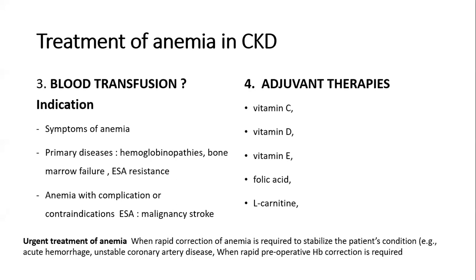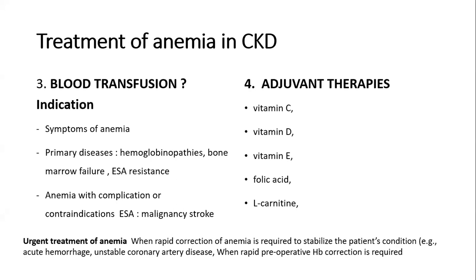One indication of blood transfusion in chronic kidney disease is symptoms of anemia. A child who has anemia, who has tachycardia, palpitation, difficulty in breathing, not associated with uremia, this is an indication for blood transfusion. Sometimes you may also check the primary disease. If the child has a hemoglobinopathy, for example sickle cell disease associated with chronic kidney disease, you can start to transfuse at certain hemoglobin levels, at least 6 or 7, if there is no other complication.